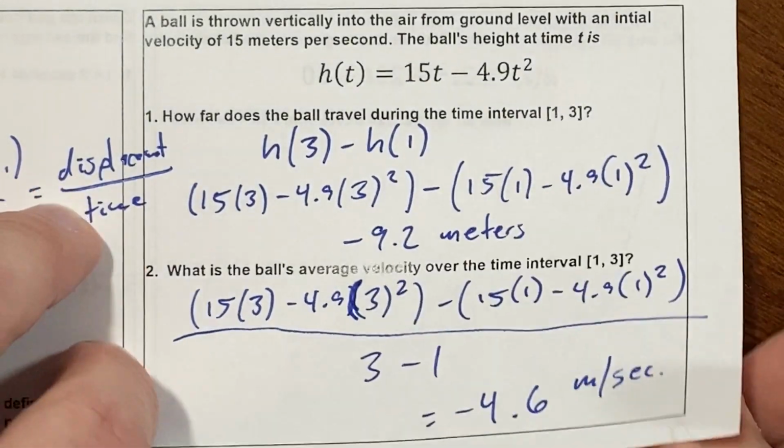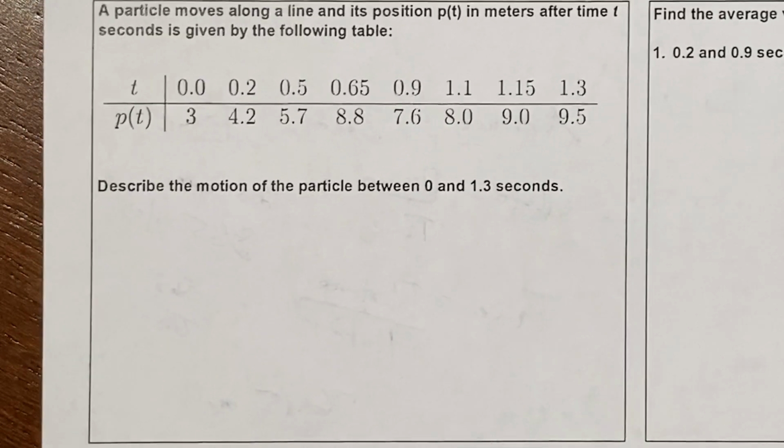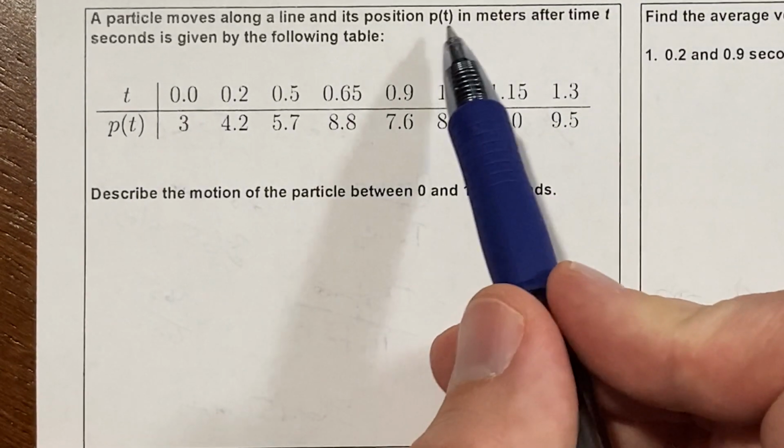Okay, let's flip it over and keep looking at some of these. All right, at the top it says a particle moves along a line and its position, P of t.